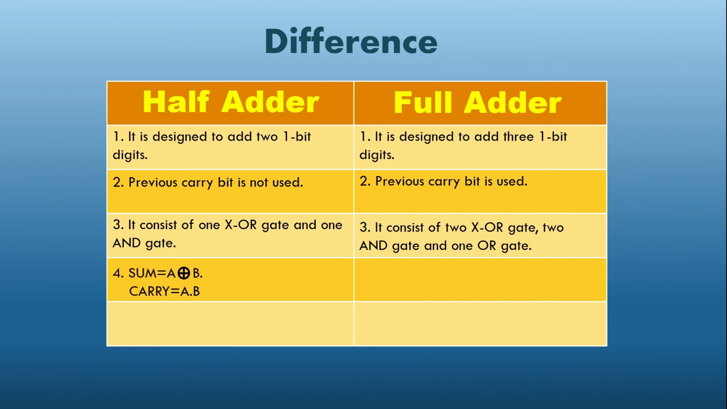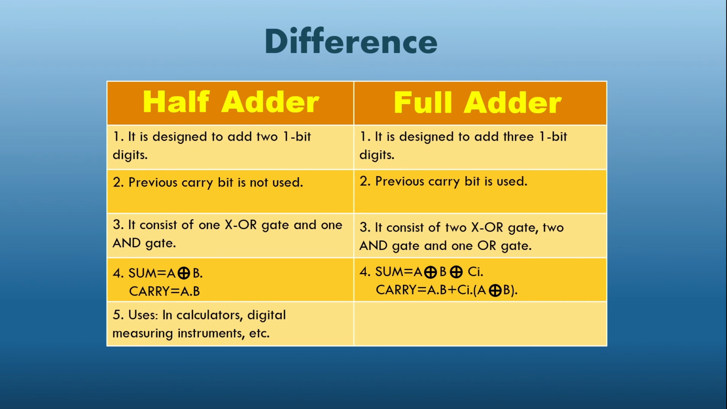The logical expression for sum is A XOR B and for carry is A AND B in a half adder, while the logical expression for sum is A XOR B XOR Ci and for carry is A AND B OR Ci AND (A XOR B) in a full adder. A half adder is used in calculators, digital measuring instruments, etc., as we know, while a full adder is used in digital processors, multiple bit additions, computers, microwaves, washing machines, etc.